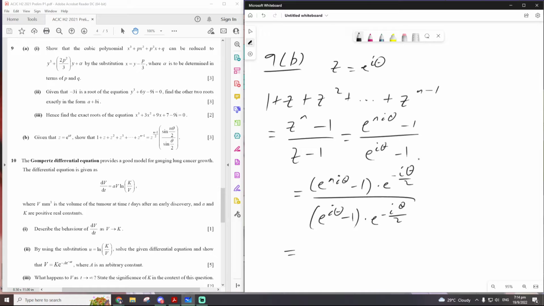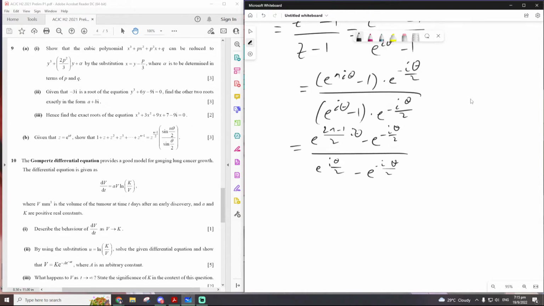But if I expand this, this is e to the n minus half. So I can actually write this as e to the (2n minus 1) divided by 2 i theta minus e to the negative i theta over 2, divided by e to the i theta over 2 minus e to the negative i theta over 2. No, sorry, this is i theta over 2 positive. The one on the next side is the negative one. Okay, negative i theta divided by 2.